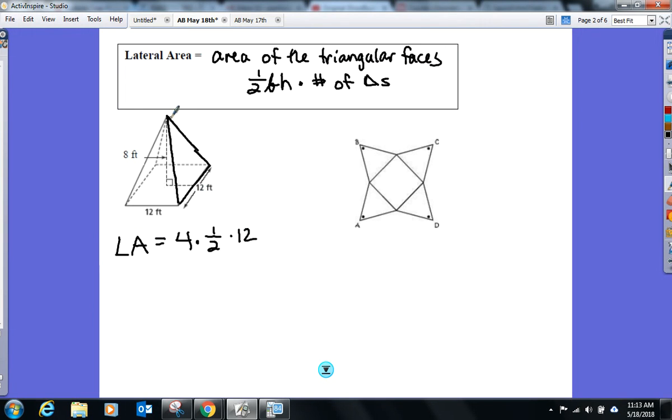And how can I find slant height? What did we just say? It forms a right triangle. 8. Now I'm going to tell you this. This little portion here is always half the base. Always half the regular base. So that's going to be 6 for us. So I could have 8 squared and 6 squared give me c squared.